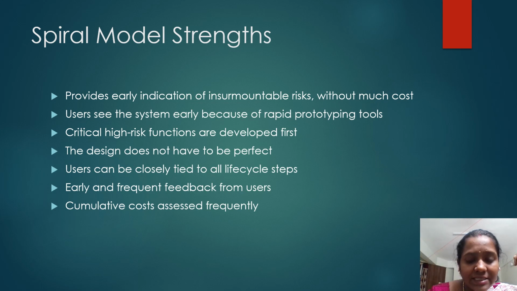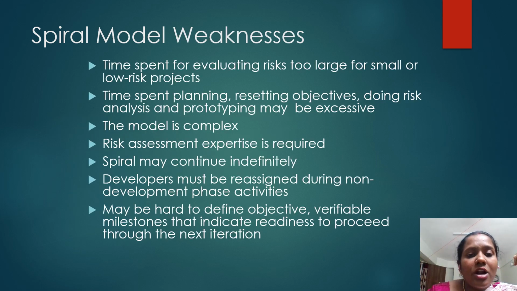Cumulative cost is assessed frequently. The spiral model weaknesses are that evaluating risk can be too large for small and low-risk projects. Time spent planning, resetting objectives, doing risk analysis and prototyping may also be excessive. The model is very complex and risk assessment expertise is required. Spiral may continue indefinitely, and developers may be reassigned during non-development phase activities. It may also be hard to define objectives and verifiable milestones that indicate readiness to proceed to the next iteration.